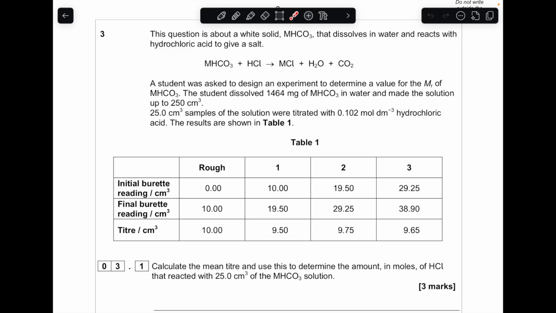Okay, so make a start. So the first thing I'm going to do is calculate the mean titer and use this to determine the amount of moles of HCl that's reacted with the 25 cm³ of MHCO3 solution.